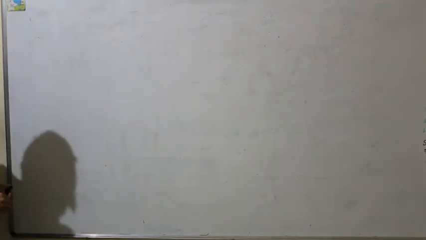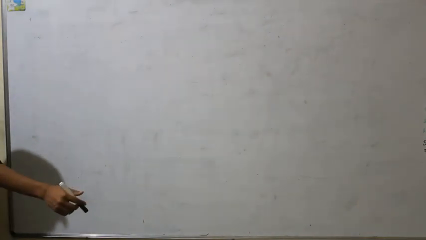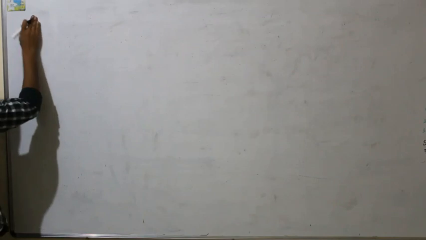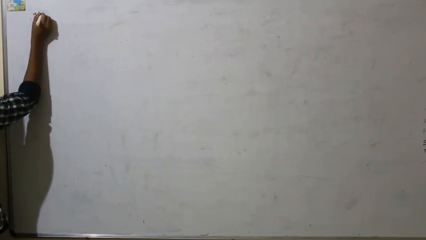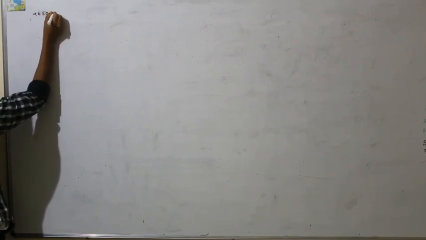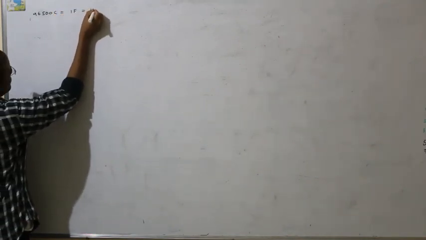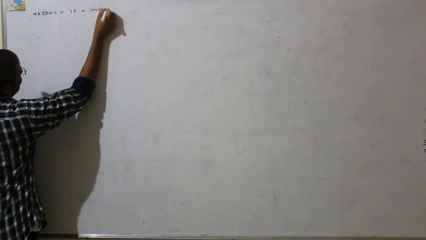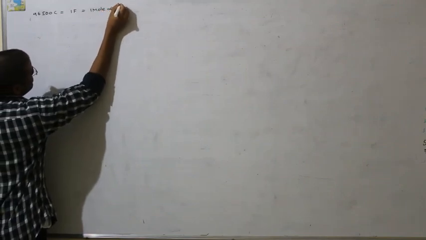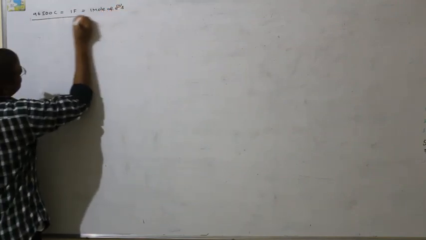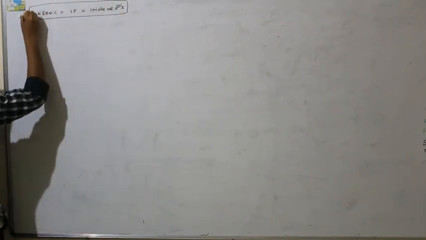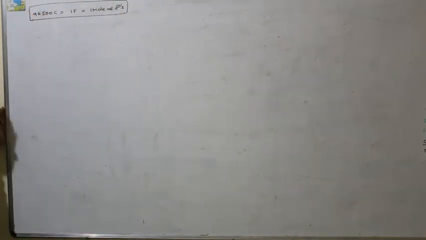Done. Faraday's laws. So look at Faraday's laws. Before going to that, once again you can recall that 96500 coulombs is equal to 1 Faraday. It is nothing but equal to 1 mole of electrons. 1 mole of electrons. Don't worry about this one.